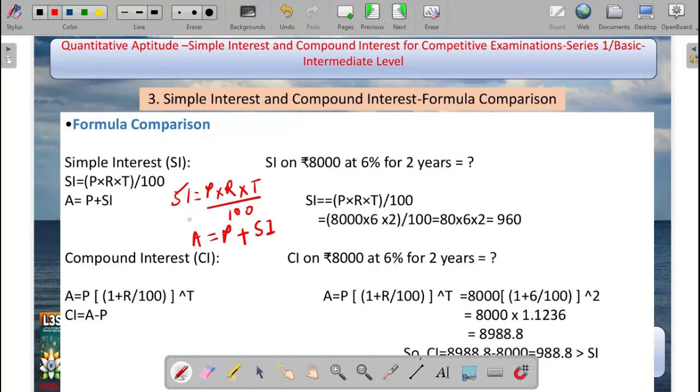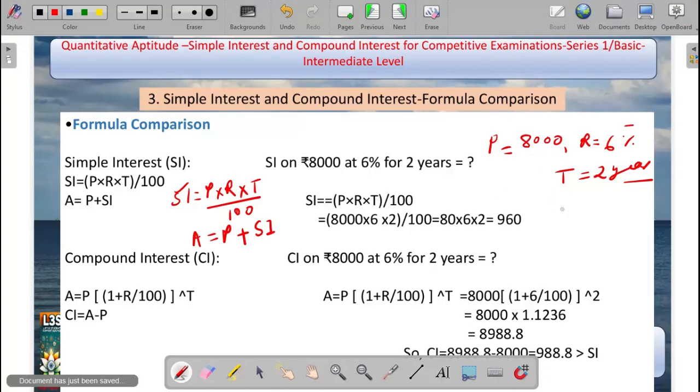P plus SI. And how will SI be found out? Principal amount into rate of interest into time duration divided by 100. There is another formula we'll discuss later. So one example for simple interest on rupees 8,000 at 6% for 2 years. So here principal amount is how much? 8,000. Rate of interest 6%, and time duration is 2 years. One thing you remember, the time duration should always be in years, and rate of interest should always be in percentage.